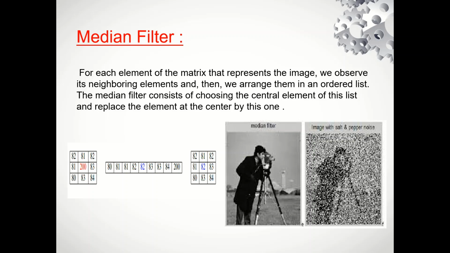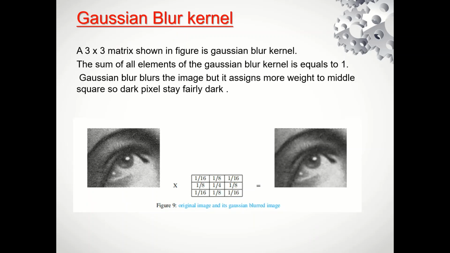There are many other techniques in image processing with different objectives. The following images illustrate examples of the Gaussian blur kernel, sharpen kernel, and edge detection kernel. Gaussian blur blurs the image, but it assigns more weight to the middle square, so dark pixels stay fairly dark. The 3x3 matrix shown in the figure is the Gaussian blur kernel. The sum of all elements of the Gaussian blur kernel is equal to 1.